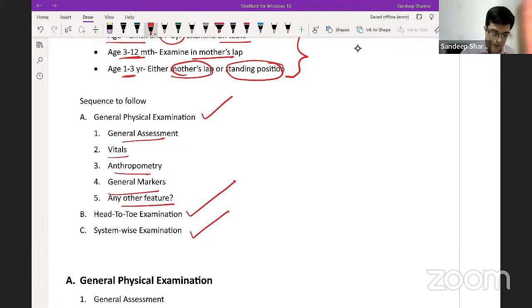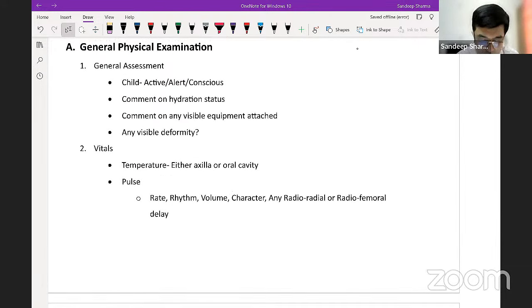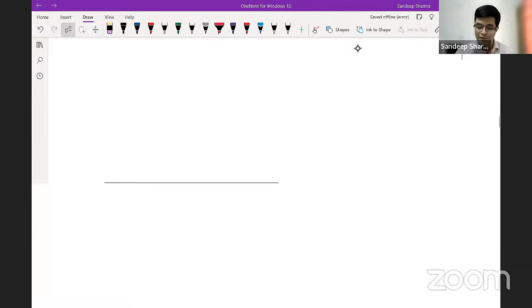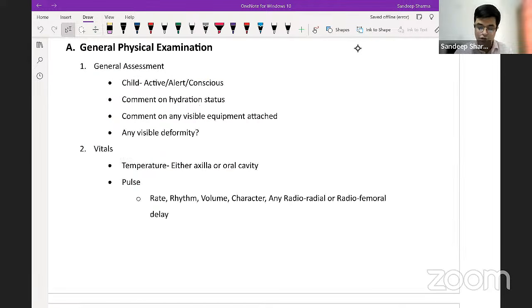Let us go into the details of these. First of all, general physical examination. First, you check the general assessment of the child. In an adult case, how do you start the general physical examination? You say the patient is conscious, cooperative, well-oriented to time, place, and person. In an adolescent child, you can use similar words, but in a young child less than 10 years, you will not use conscious, cooperative, oriented to time, place, and person.